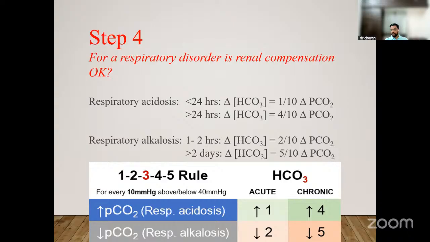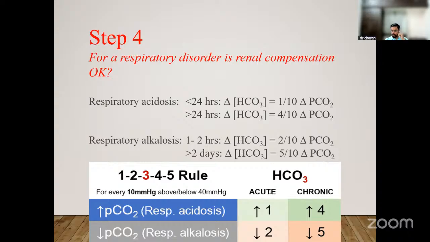Next step, see if the renal compensation is adequate or not. First, we have seen whether it is an acute problem or chronic problem. Now we are seeing whether the kidney is adequately compensating for the respiratory problem. Here again, these are all formulas, and it is difficult to remember them all. This is a simple rule, the 1, 2, 4, 5 rule.